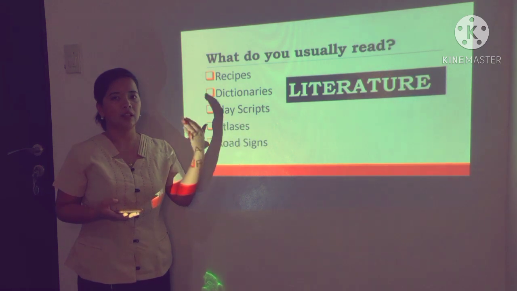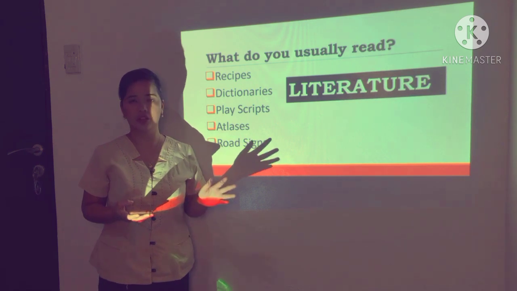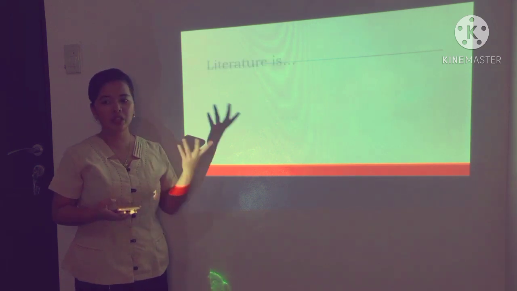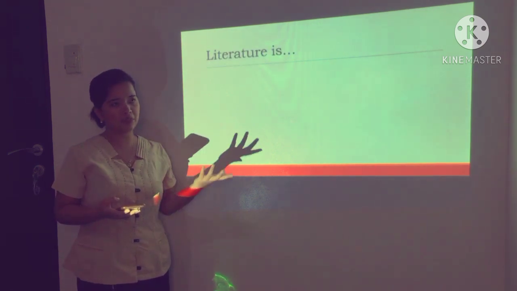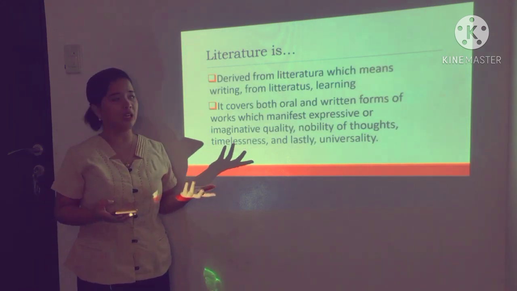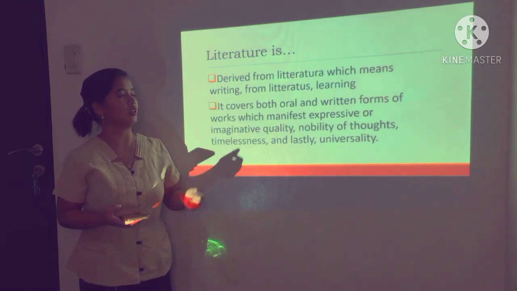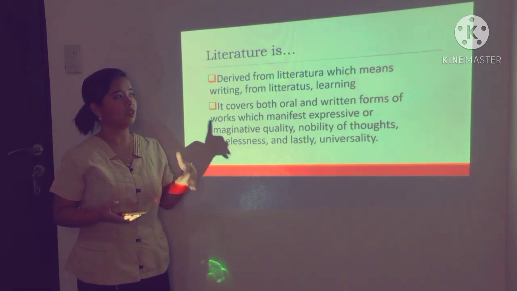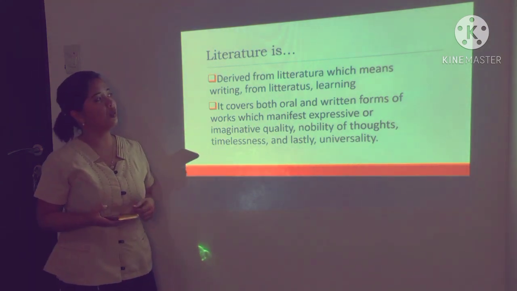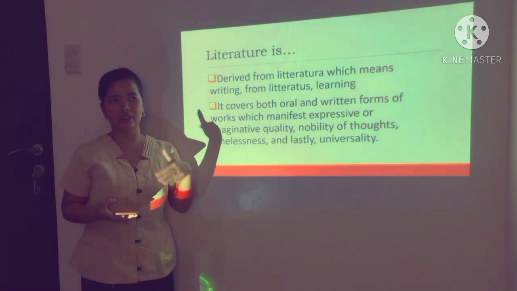In line with that, since they are forms of literature, the things that we're going to be dealing with in literature are more of readings. So what is the definition and the meaning of literature? Literature is derived from litteratura, which means writing, from litteratus, meaning learning. Which means literature is about learning from written outputs or written materials. Another point is that literature covers both oral and written. It can be either oral or written.